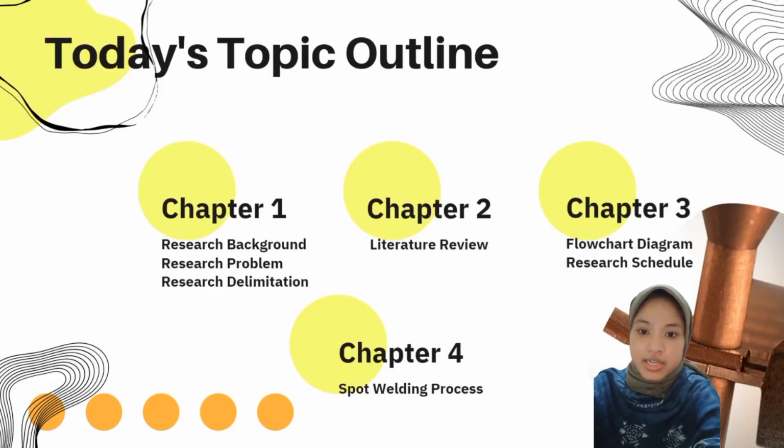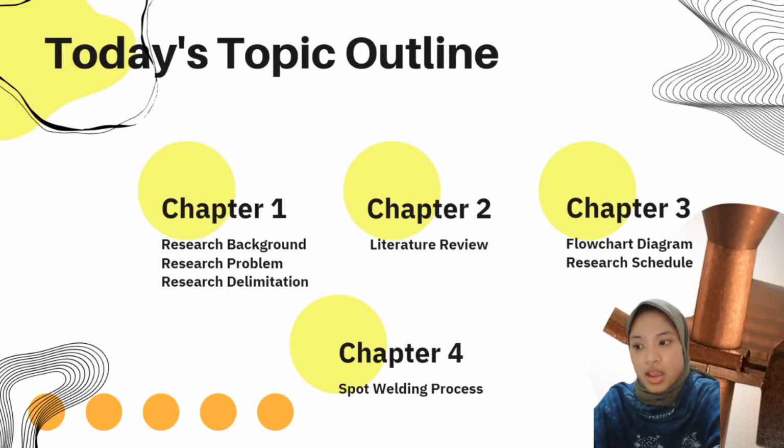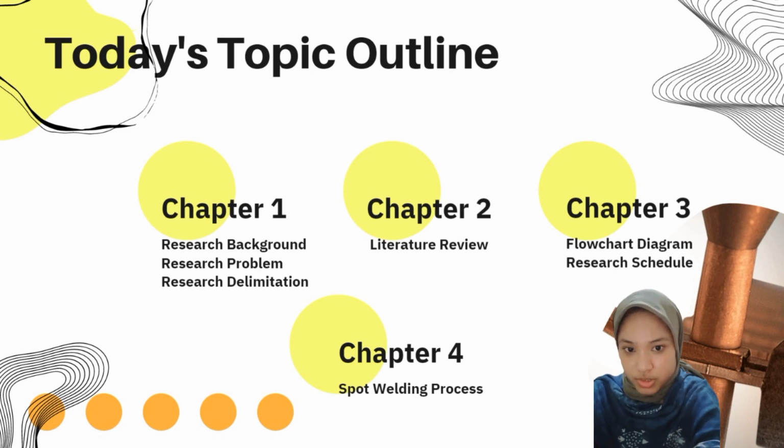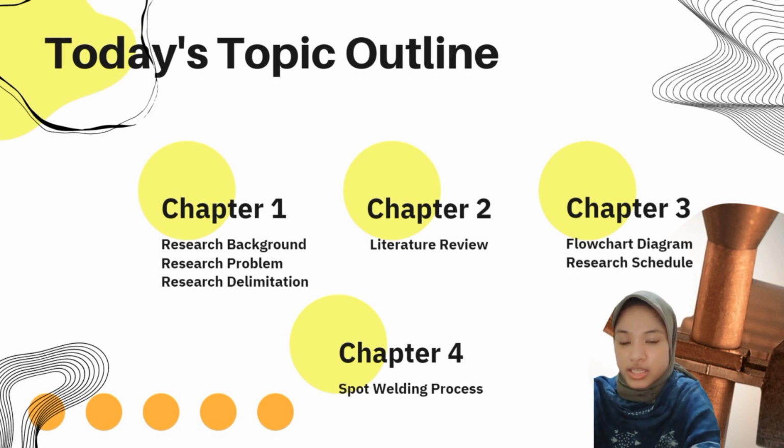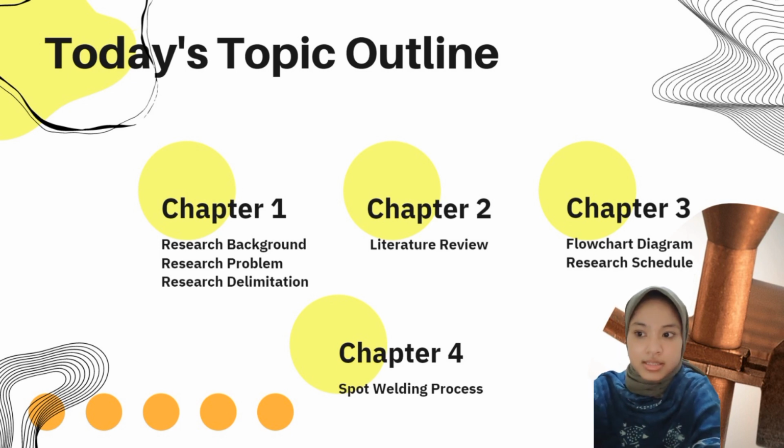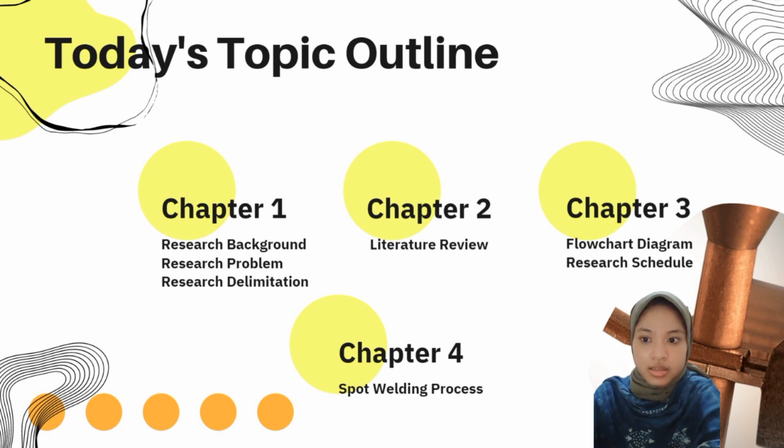Okay, today's topic outline have 4 chapters. Chapter 1 are research background, research problem, research delimitation, and chapter 2 is literature review. Chapter 3 are flowchart diagram and research schedule. And last chapter is spot welding process.